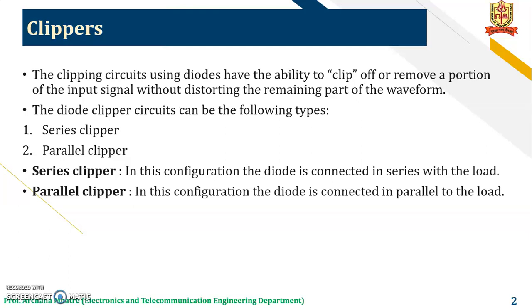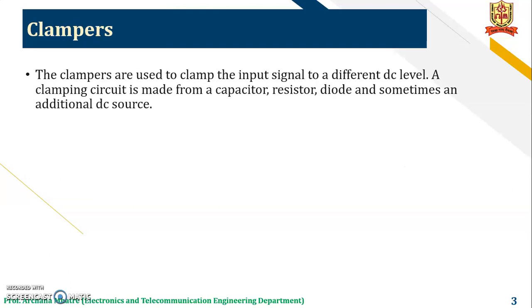The clipping circuits using diodes have the ability to clip off or remove a portion of the input signal without distorting the remaining part of the waveform. The diode clipper circuit can be of the following types. First is series clipper and parallel clipper. Series clipper, in this configuration, the diode is connected in series with the load, and in parallel clipper, the diode is connected parallel to the load.